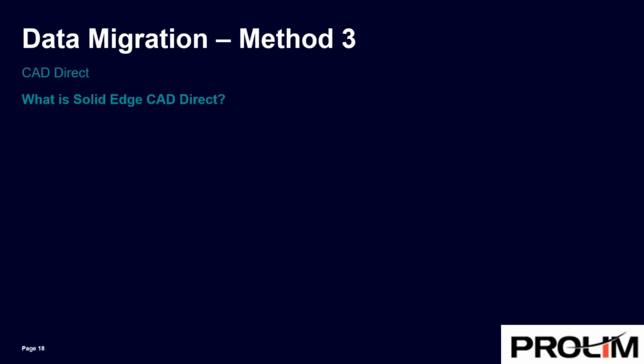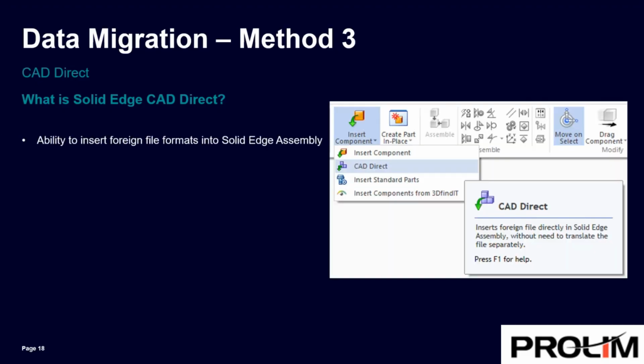Okay, so let's talk about this third method, this new method within Solid Edge called CAD Direct. So what is Solid Edge CAD Direct? It gives you the ability to insert foreign file types directly into the Solid Edge assembly. Instead of going to insert component and searching out some existing part file to pull in, if you're in an active assembly, we can actually use this CAD Direct command, which will import any non-Solid Edge file into our assembly environment.